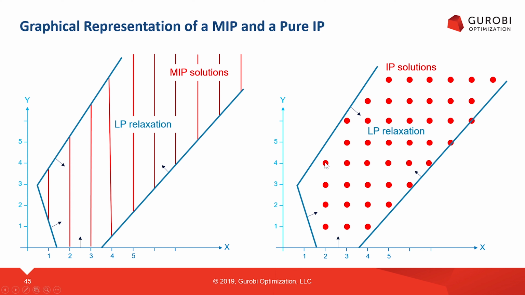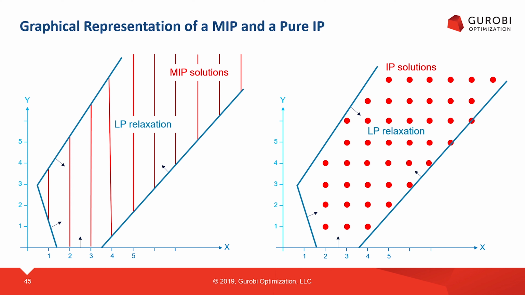integer. So in this particular case here, these dots mean that x is equal to 2 and y can be equal to 1, 2, 3, and 4. And when x is equal to 3, then these are the possible values of the y variable. So the integer solutions for this problem are all these red dots that we have defined here.